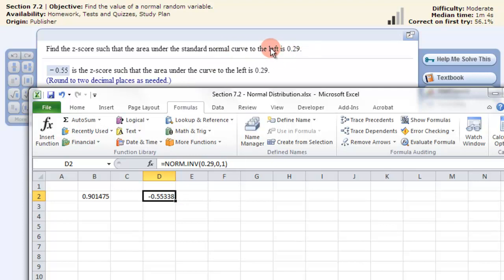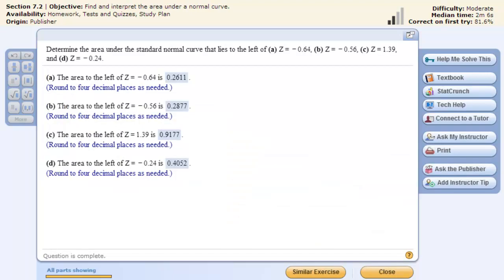Now it always has to be to the left. If it said area to the right, then you have to find the area to the left by taking 1 minus that probability and using that. So you're going to have to know what to enter in order to get the correct answer. Those are the two basic functions you'll use, and then you can use adding, subtracting, and all that to figure out more if you'd like.